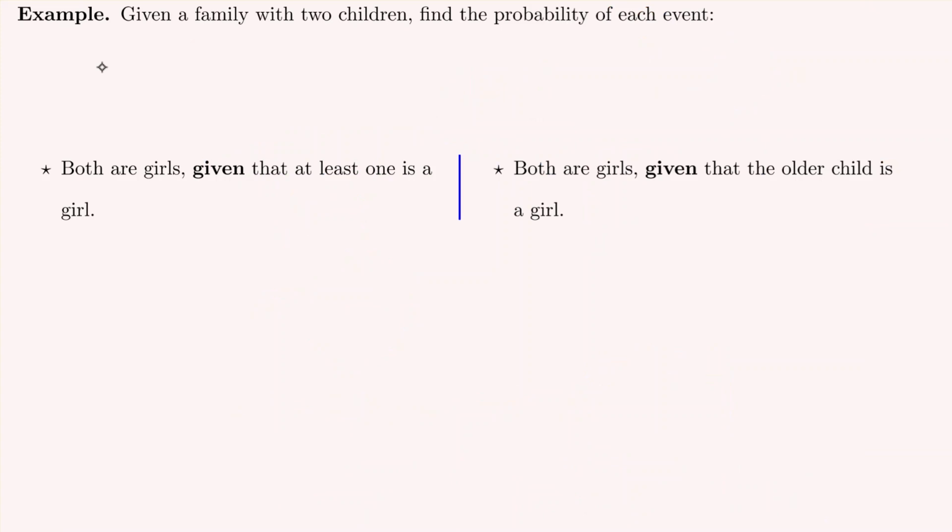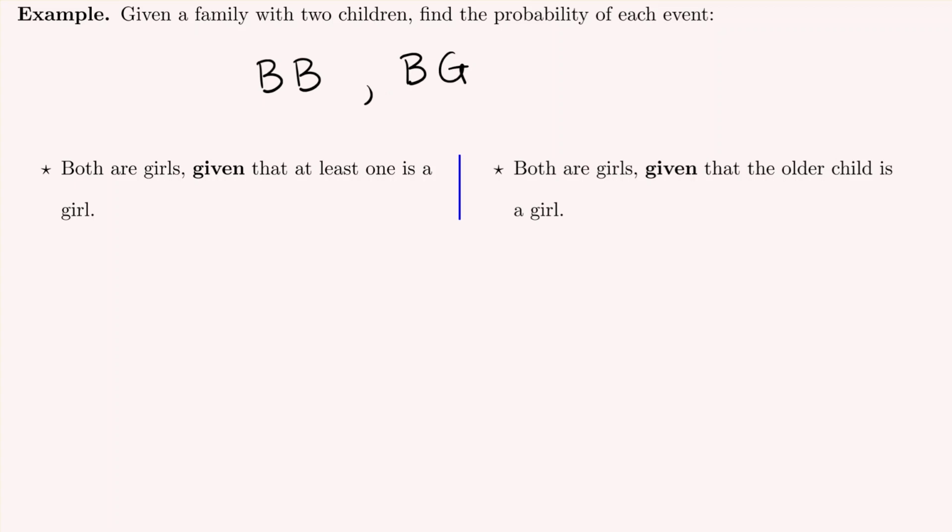So in our next example, it says, given a family with 2 children, find the probability of each event. Now, the only information we have about this family is that they have 2 children. So we need to think through what are all the possibilities of having 2 children. Well, we could have a family who had 2 boy children, or 1 boy who was born first, and then a girl who was born second.